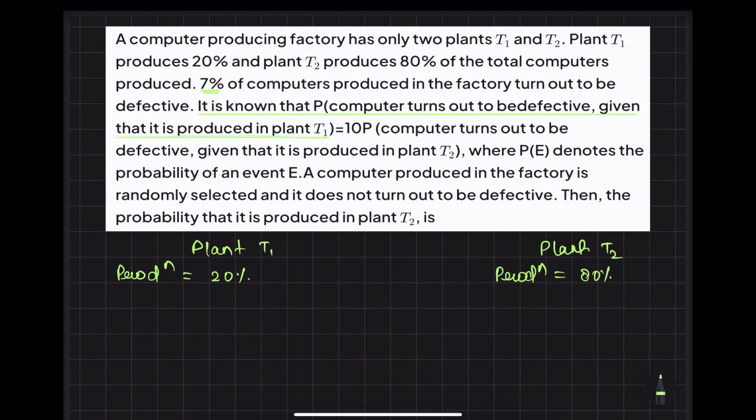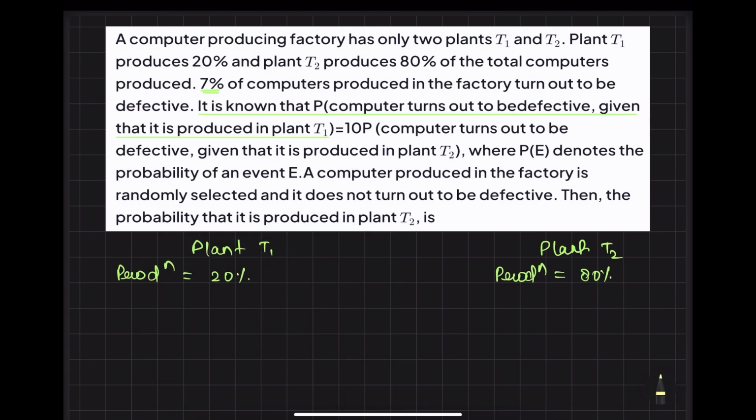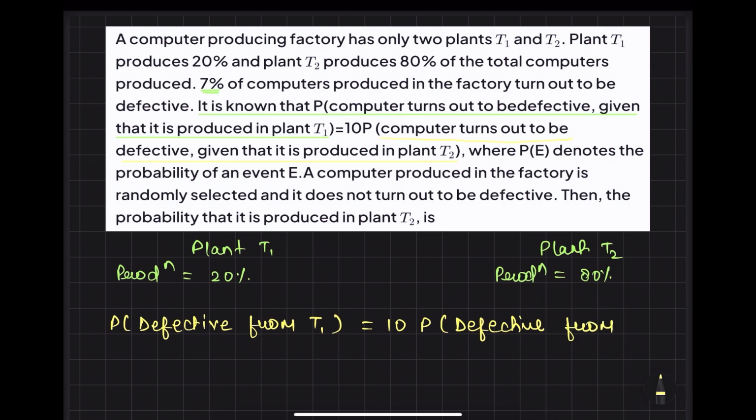It is known that the probability a computer turns out to be defective, given that it is produced in T1, is equal to 10 times the probability of a computer turning out to be defective given that it is produced in plant T2. So look at what I am writing: probability of defective from T1 is equal to 10 times probability of defective from T2. Okay, so this is the idea.